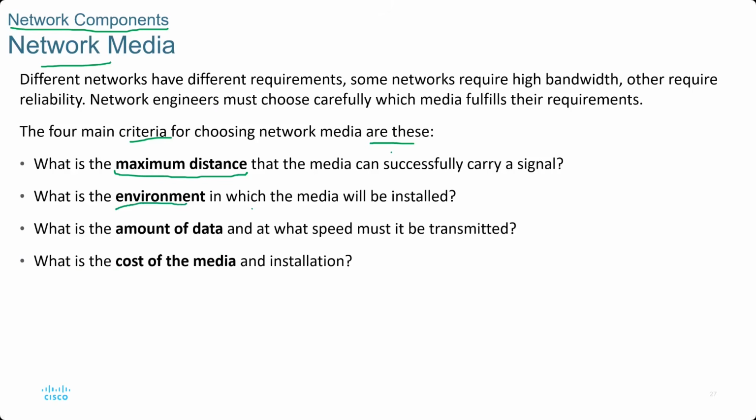You also decide based on the environment where it would be installed. Do you need to dig the ground to do the installation, or can you just run wires in the air, or is that not possible? Then you can use the wireless media. What is the amount of data? Depending on which media you select, that also gives you a specific type of bandwidth and speed. So you have to be careful about that, and also about the cost of media. Fiber optic is more expensive, Ethernet cable is cheaper, so you have to consider those things. So these are different questions that you need to ask, based on which you would decide which type of media to use.